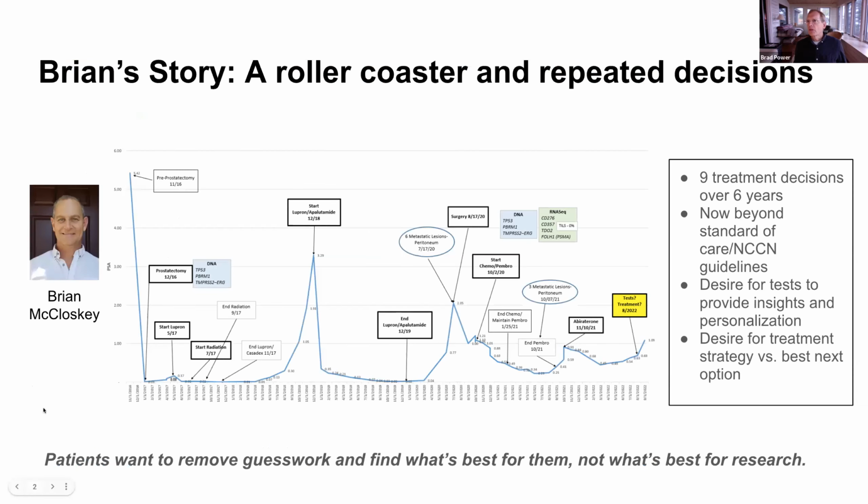I always like to start with a patient. I've got about a dozen slides, so hopefully, again, I'll get through them fairly quickly. Always like to start with the patient perspective. This is Brian's story. We could do Bryce's story. We could do any number of patient stories. But the main idea here is that he's been on a roller coaster with repeated decisions. It's not easy. And, you know, over time, there's some degradation of life. You don't like being on androgen deprivation for long periods of time and so on.